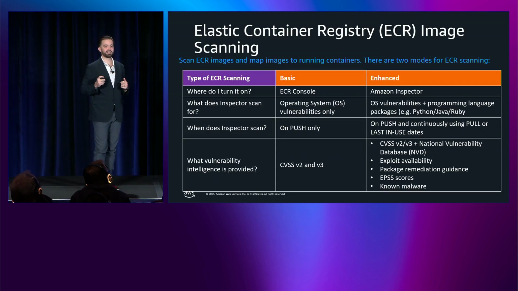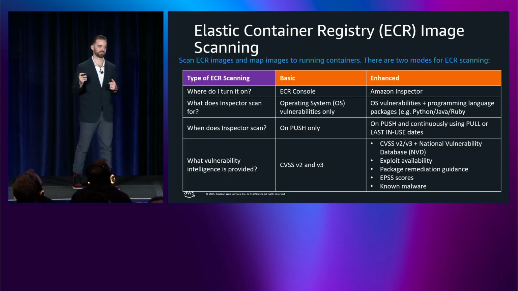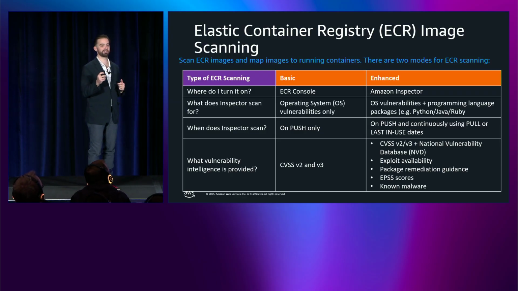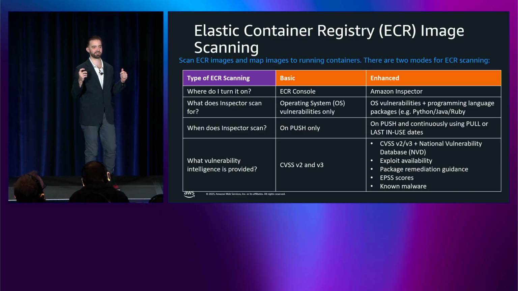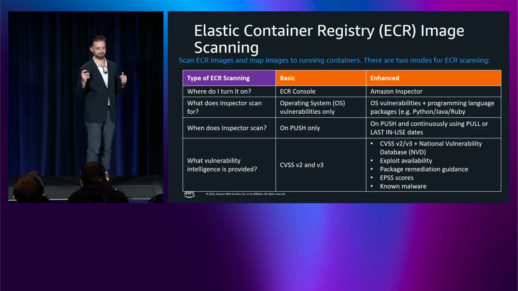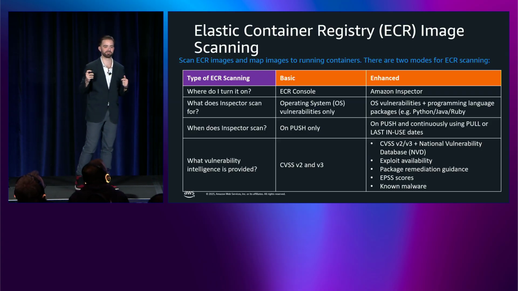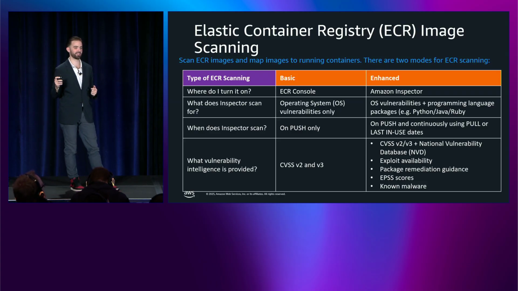So as a customer, with ECR, out of the box, you can turn on Inspector Basic Scanning, and that's going to scan OS vulnerabilities, operating system vulnerabilities only, and it will also scan those images when they're pushed into the repository. So that's an on-push action only. So this effectively does not have continuous real-time monitoring. And we provide some light vulnerability intelligence about those OS vulnerabilities when we do cut those findings, which are then visible in Inspector.